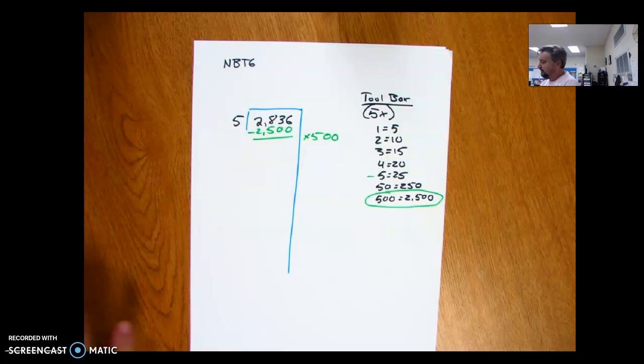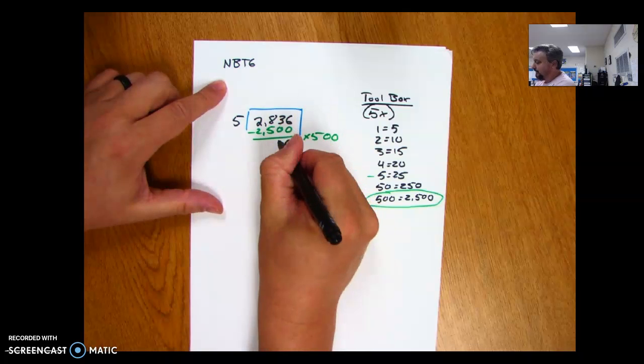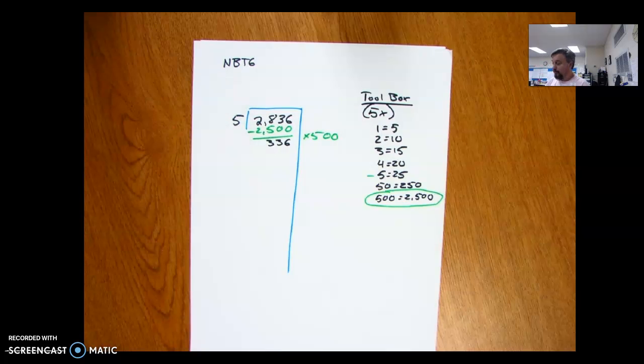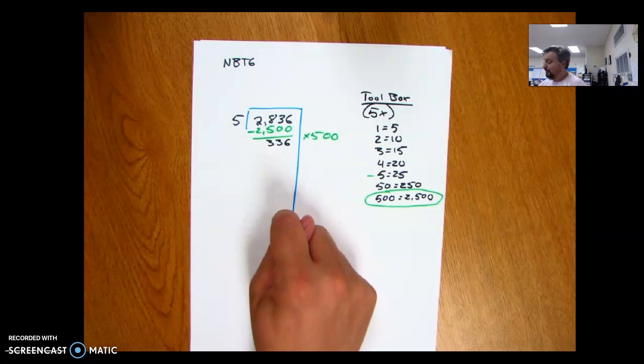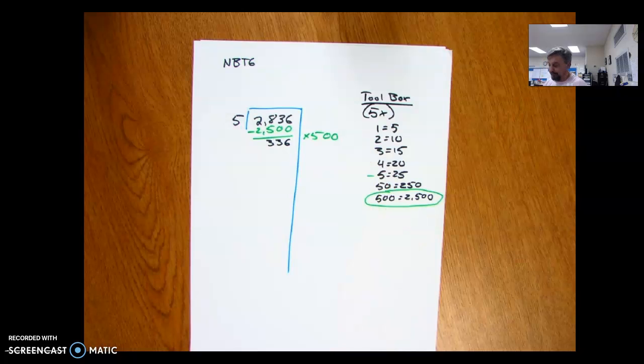As we subtract out, we have a 6 in the ones. We have a 3 in the tens place. We'll have a 3 in the hundreds place. So our remainder so far is 336, which is way too big, because we need to work our way down until our remainder is either 0 or smaller than our divisor 5.